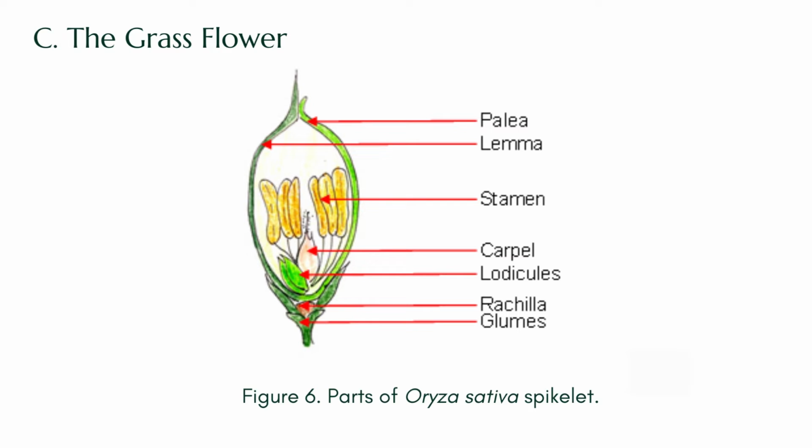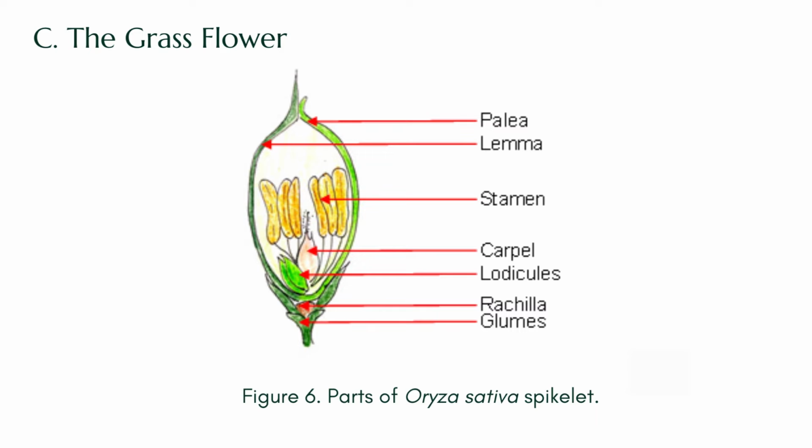Figure 6 shows the parts of the Oryza sativa spikelet. Grass flowers differ from monocot and dicot flowers in terms of parts and structures. Spikelet is a term associated with the small flowers or florets which develop into seeds or grains. Each spikelet is separated by glumes, and each floret borne on top of a stalk is in turn protected by 2 additional bracts.